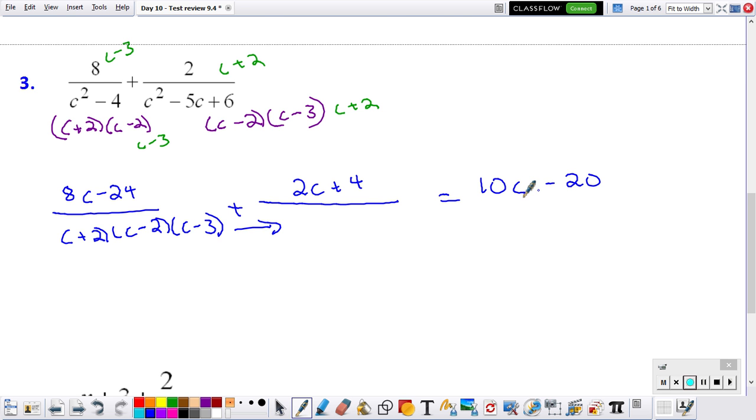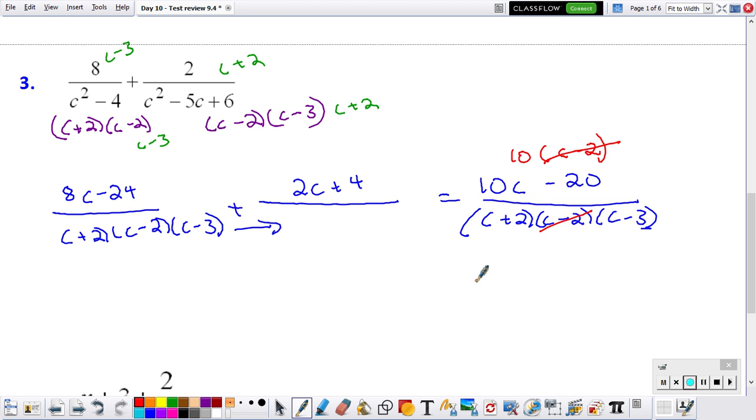There you go. All right, last one, number 4. All right, number 4 is a complex fraction, and so what I want to do is kind of look at the numerator and think about how I can add that together.